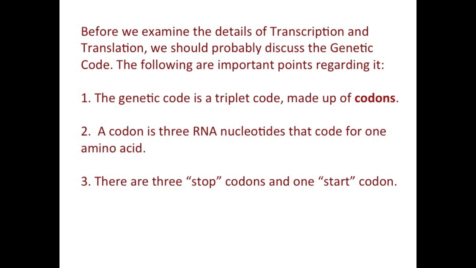In the next slide, before we examine the details of transcription and translation, we should probably discuss the genetic code. The following are important points regarding the genetic code. Number one, the genetic code is a triplet code made up of codons. A codon is 3 RNA nucleotides that code for one amino acid. There are 3 stop codons in the genetic code and 1 start codon.